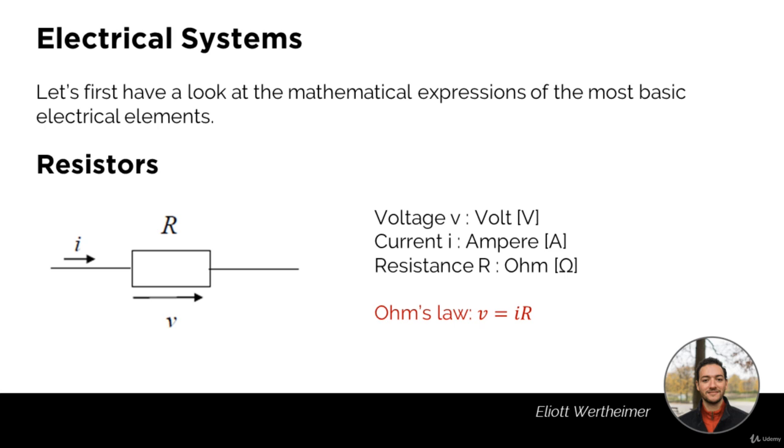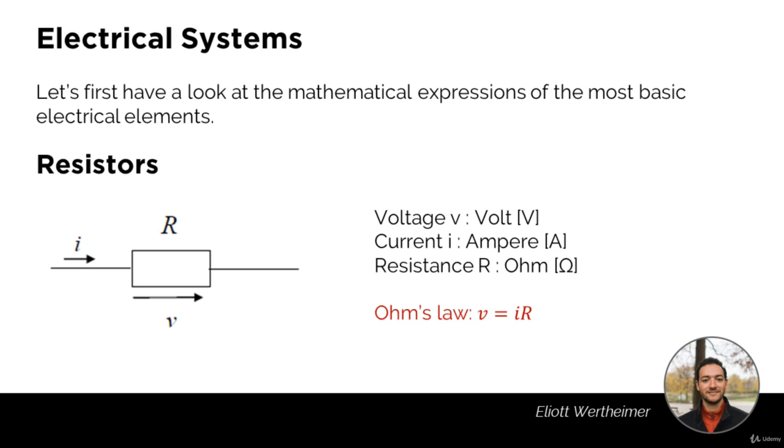So let's first look at resistors. They're probably the most common electrical element. In this diagram, you can see that the resistance is labeled R, while the current is labeled I, and the voltage V. So the voltage is in volts, the current in amperes, and the resistance R in ohms. Ohm's law states that the voltage V can be expressed as the current I multiplied by the resistance R.